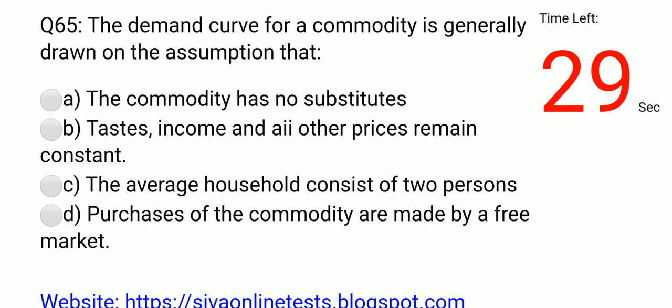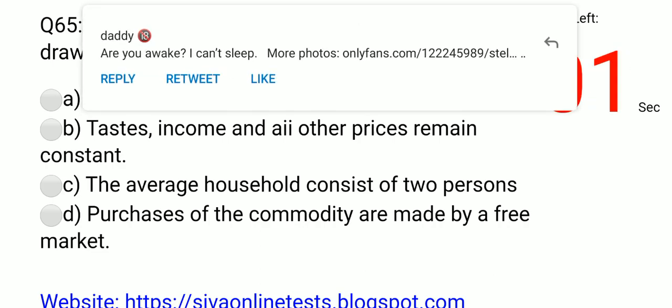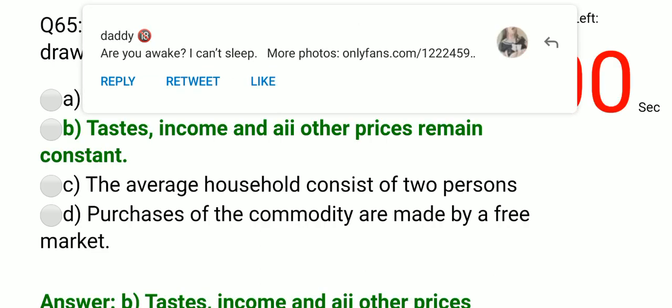Question 65. The demand curve for a commodity is generally drawn on the assumption that. Options. A. The commodity has no substitutes. B. Tastes, income and other prices remain constant. C. The average household consists of two persons. D. Purchases of the commodity are made by a free market. Answer. B. Tastes, income and other prices remain constant.